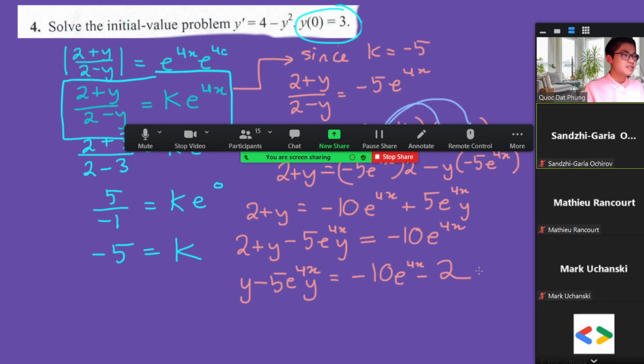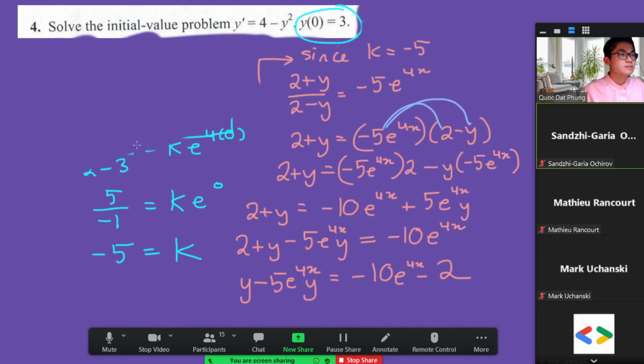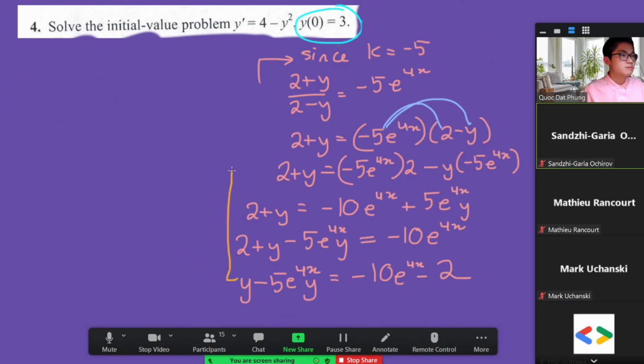And we're almost done. So are we okay if I erase all of this? I'm going to start erasing from this side. We factor out the y. We get y times 1 minus 5e to the power of 4x. That's equal to negative 10 e to the power of 4x minus 2.